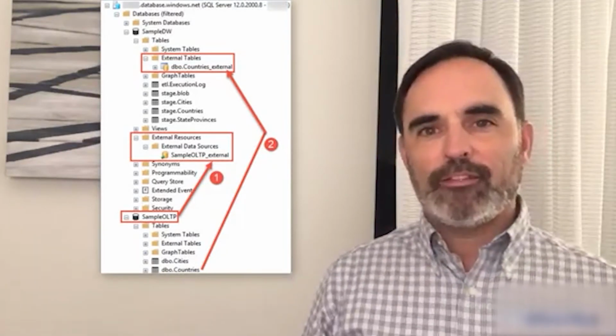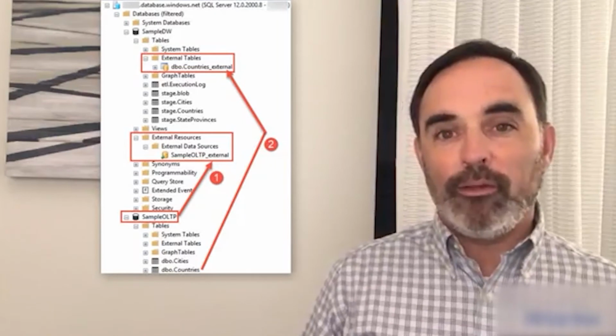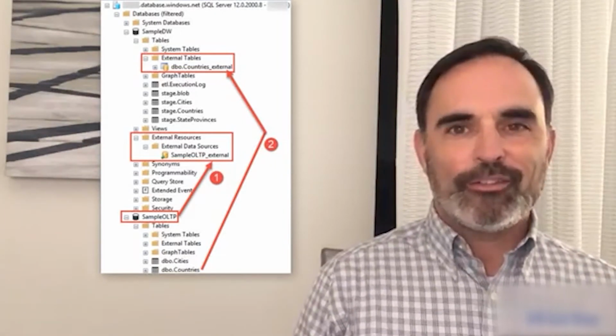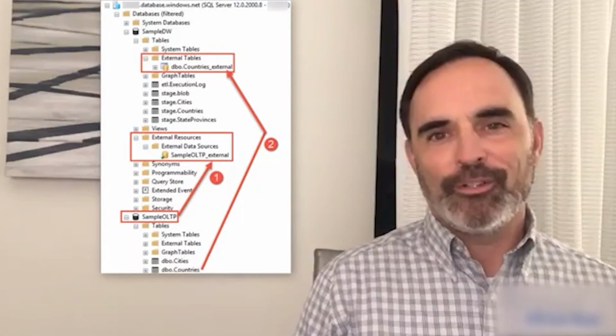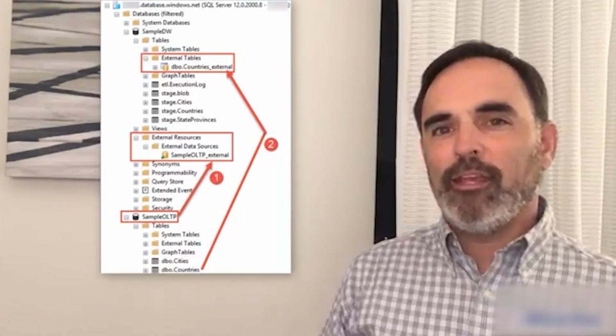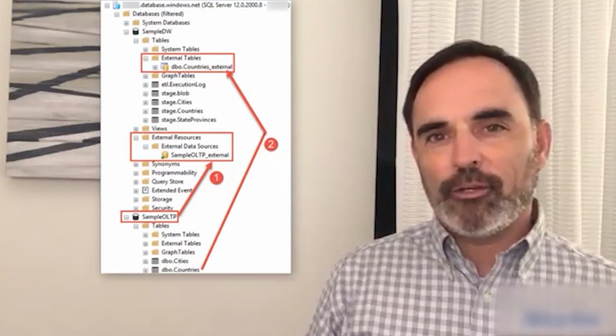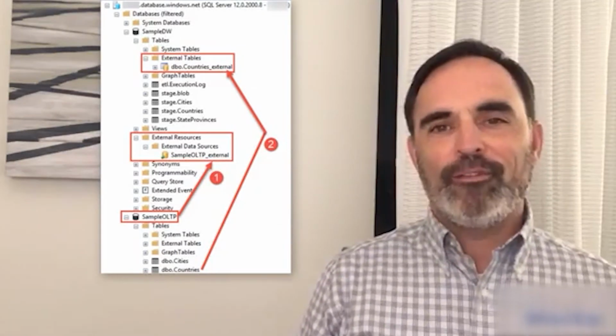But once I've created that external table in my data warehouse pointing to the OLTP, a query executed from my data warehouse referencing this external table will actually read data from the OLTP in my case, and this is an elastic query.